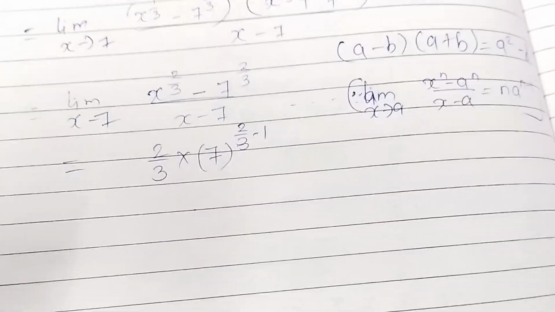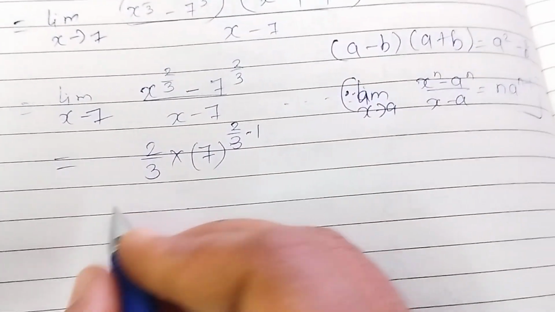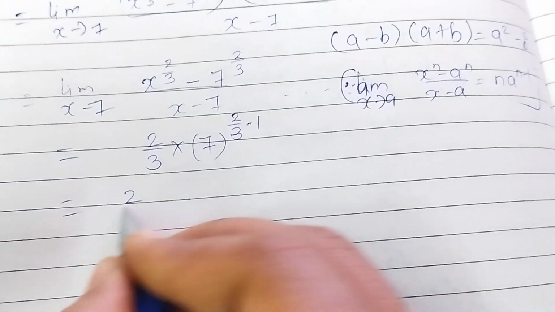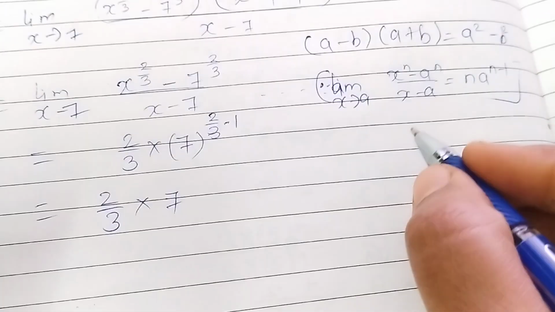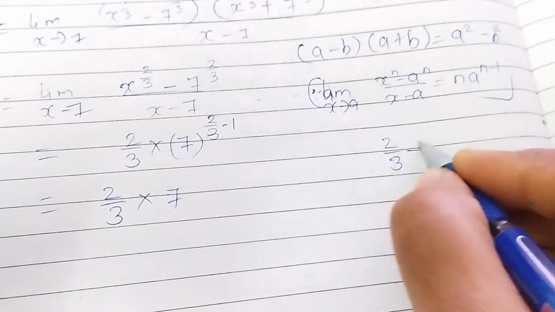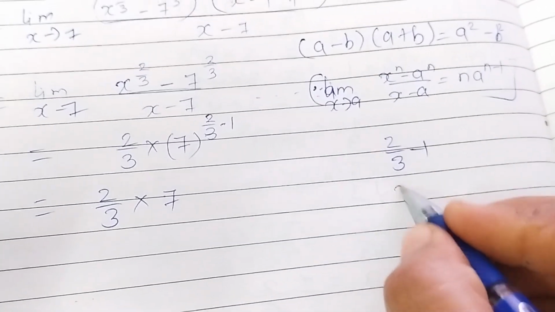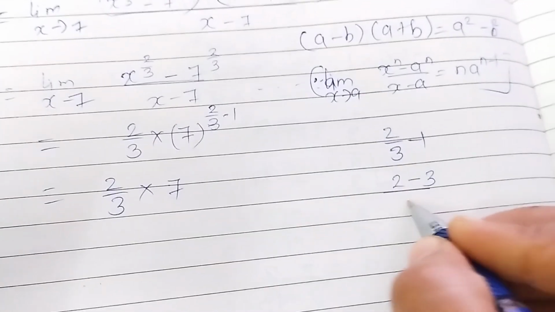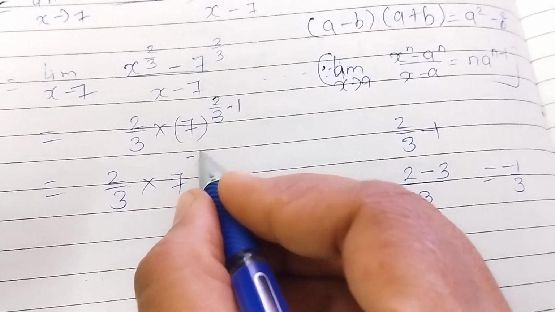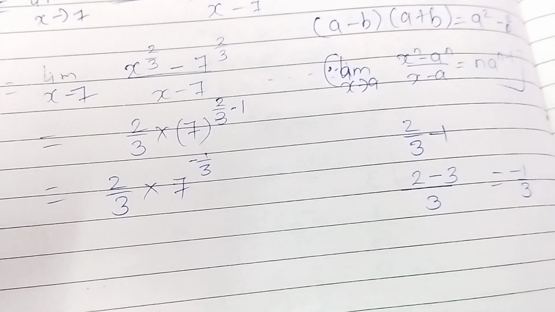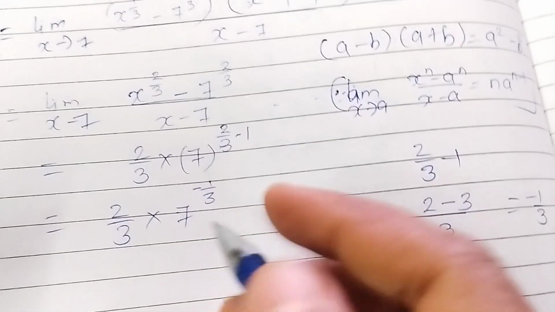Then is equal to, so is equal to 2 upon 3 and now multiply 7 raised to 2 upon 3 minus 1. क्या आएंगे? क्रॉस मल्टीप्लाई करेंगे. So 2 then 3, and upon 3 is equal to minus 1 upon 3. So 7 raised to minus 1 upon 3, right? So minus 1 upon 3 is there.